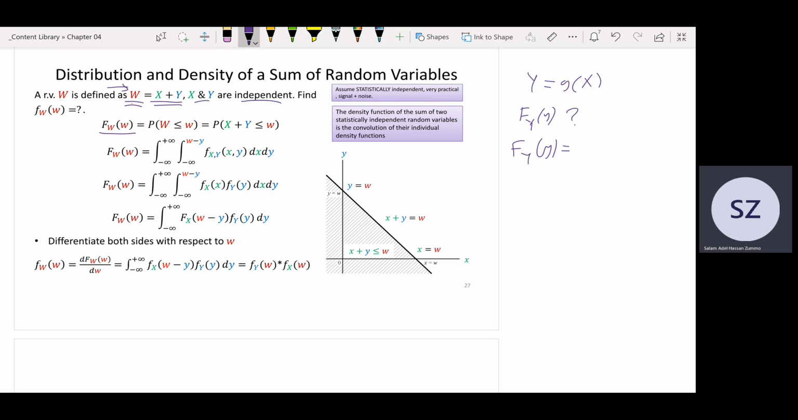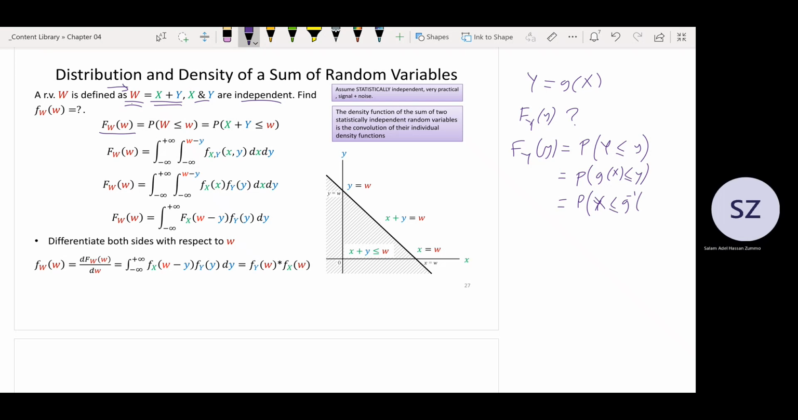Yeah, f of y. How do you find it? What was the first step? Use the definition. What is this CDF? It's the probability that Y is less than or equal to a small y. Then we substitute for Y, which was g of x, less than or equal to y. And then we ended up with the probability that x is less than or equal to g inverse of y. Right? And then we differentiated this and found the PDF.